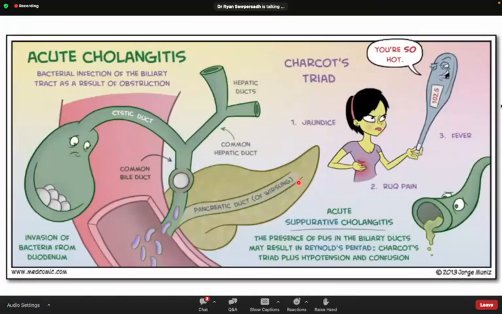Okay, so there's acute cholangitis. The thermometer is saying, you're so hot. That's what we call Charcot's triad.